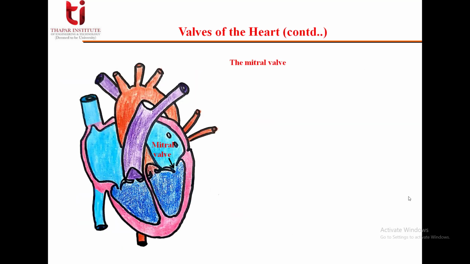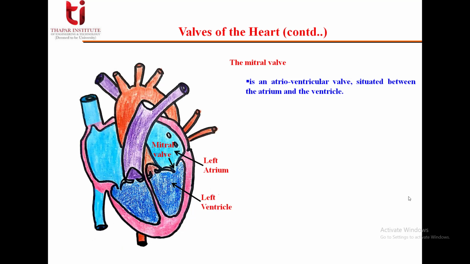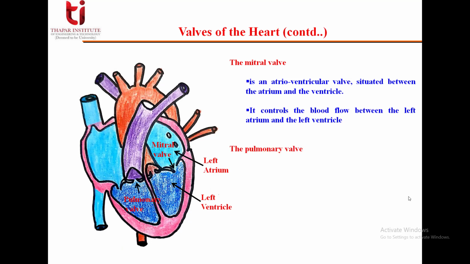Next we have the mitral valve. You can see the mitral valve in the figure. It is also an atrioventricular valve, situated between the atrium and the ventricle, again the left atrium and the left ventricle. It controls the blood flow between the left atrium and the left ventricle. So that was the tricuspid valve and this is the mitral valve.